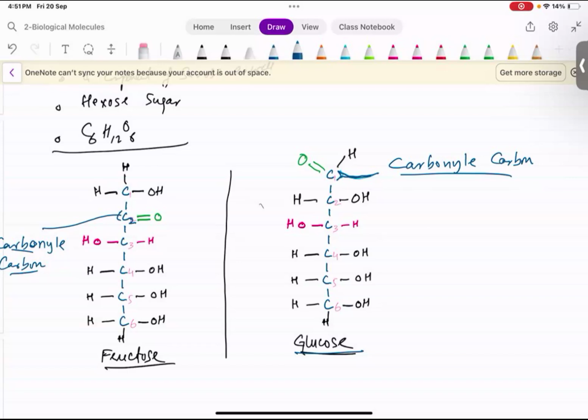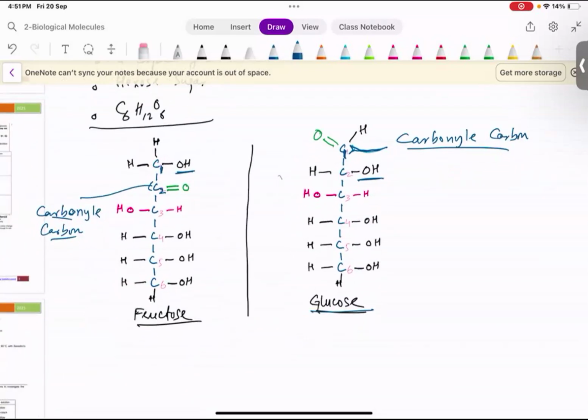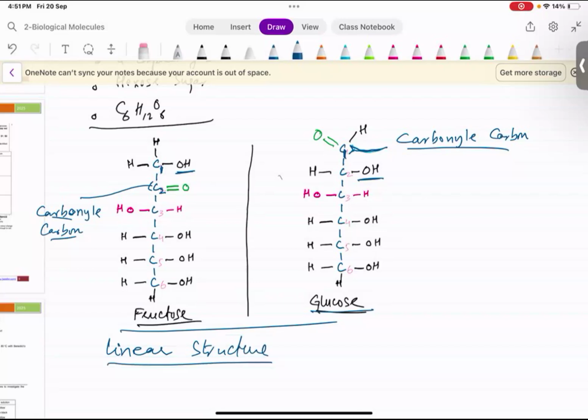Okay. And in fructose, the first carbon has an OH group attached with it. And in this case, the first carbon has double bonded oxygen attached with it, whereas carbon number 2 has an OH group attached with it. So there are two differences in the linear structure. This is called straight chain formula, or this is called linear structure of glucose and fructose.